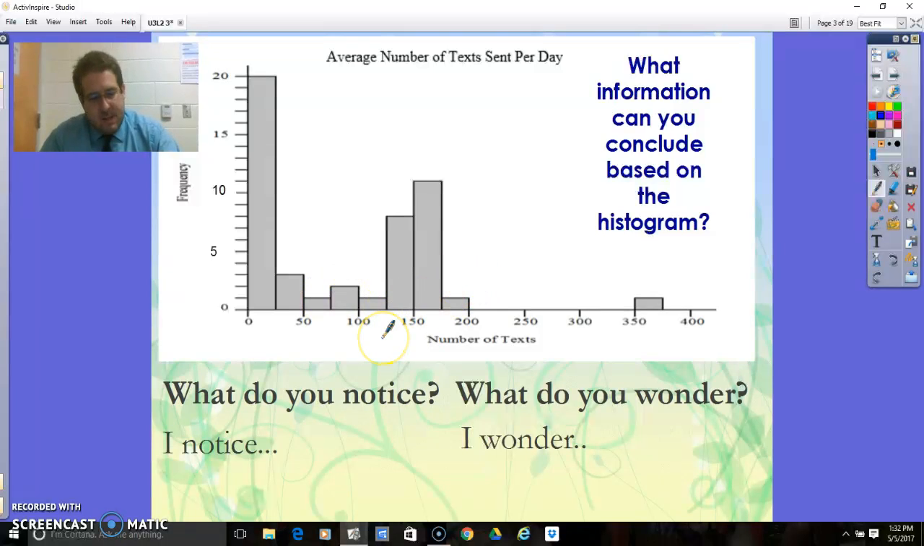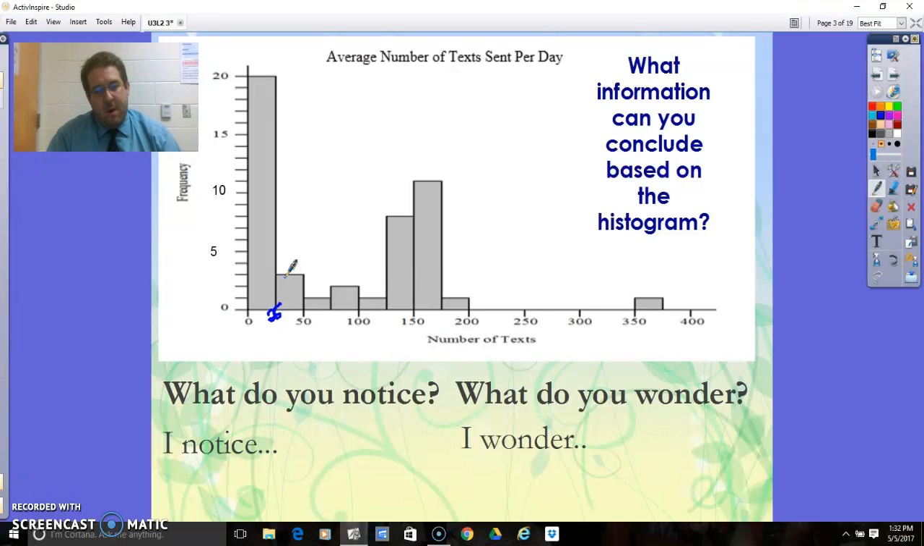So what do you notice? What do you wonder about this? This is called a histogram. This is probably something that you have never seen before. This is not a bar graph, even though it looks like a bar graph. Now, what's the difference between a histogram and a bar graph is it has intervals. This bar right here doesn't stand for all the people that chose 1, 2, or 3. It stands for all the people that chose from anywhere from 0 to 25. So that's the only difference between a histogram and a bar graph.